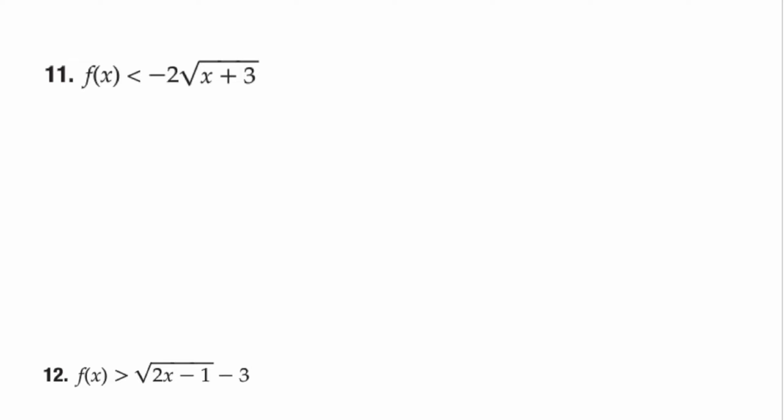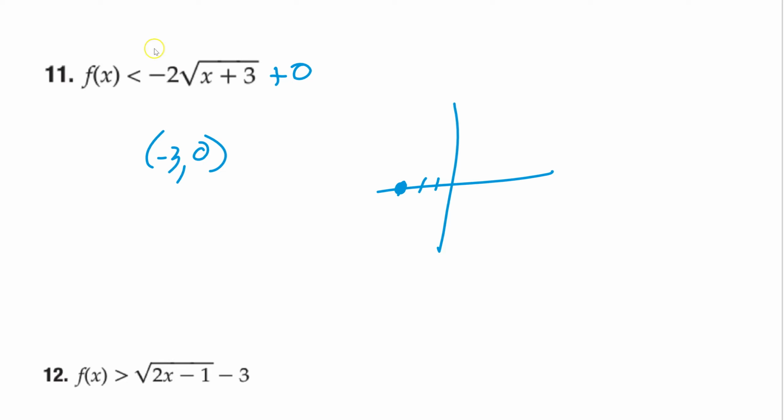Couple more. This one right here. Inside opposite, so -3. Outside follow, there's nothing on the outside, so 0. So -3, 0. The -2 is a vertical stretch, but it's also opening down because it's negative. So it's like down 2 over 1 type of thing. And it's dotted because it's a not equal to sign. Then we're shading below, so less than, so below.